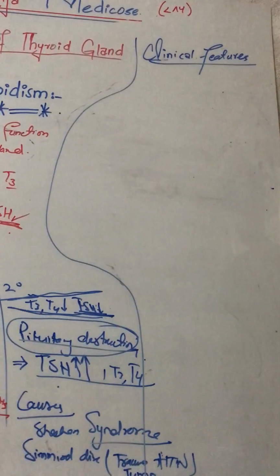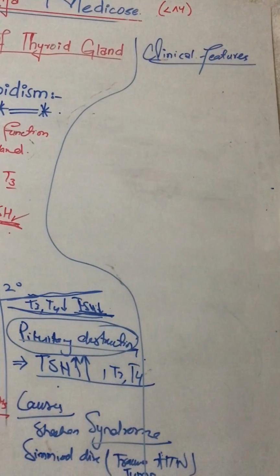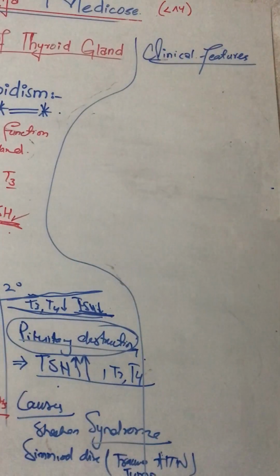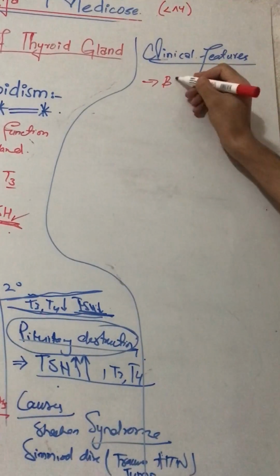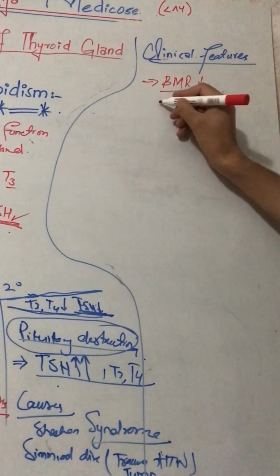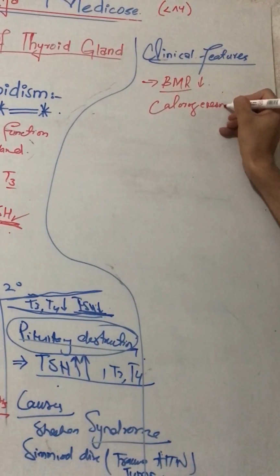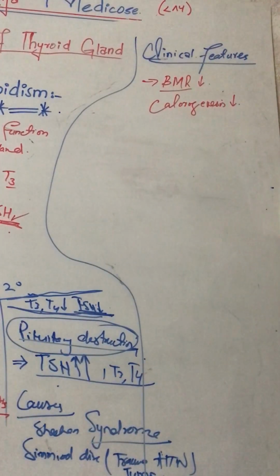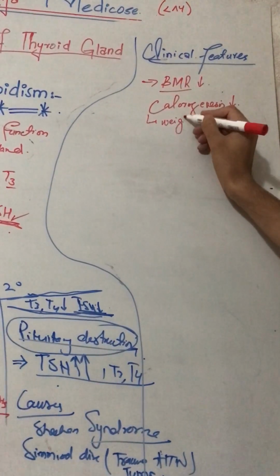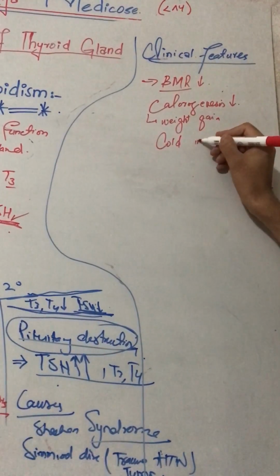Then next is the clinical features. So there are certain clinical features. If these clinical features are present, it indicates that there is hypothyroidism. First, there will be BMR decrease, basal metabolic rate. So BMR decreases, calorigenesis will be decreased. So in this condition, there will be weight gain and cold intolerance.